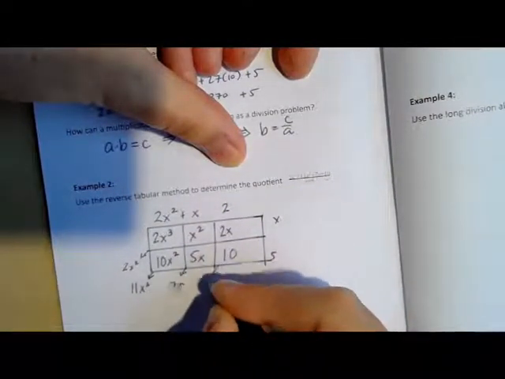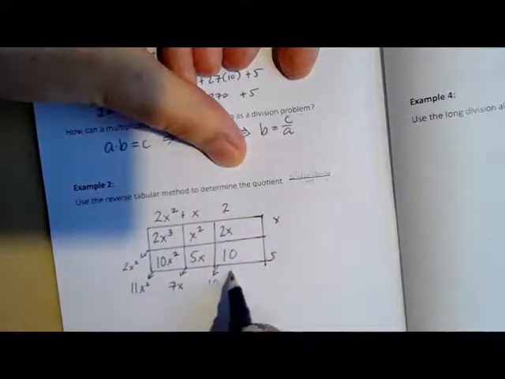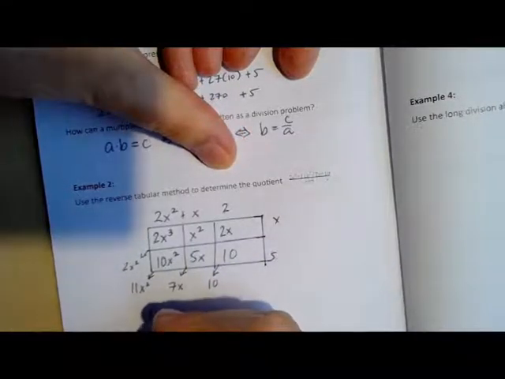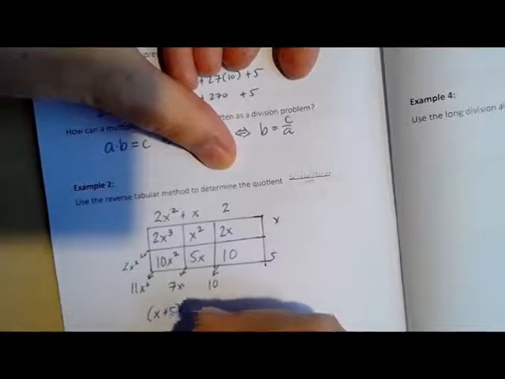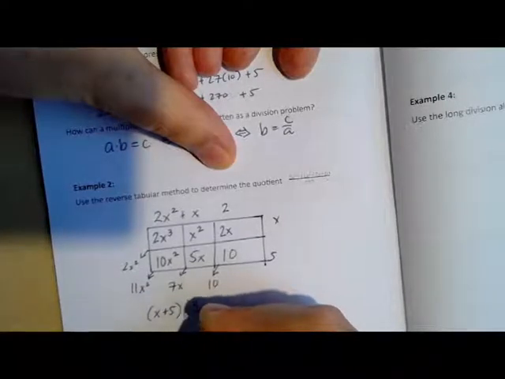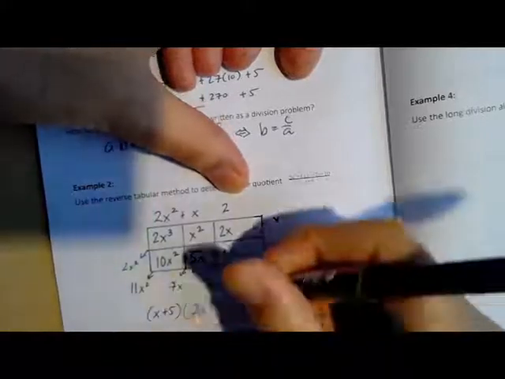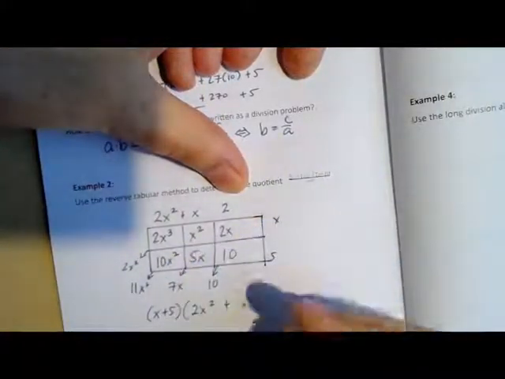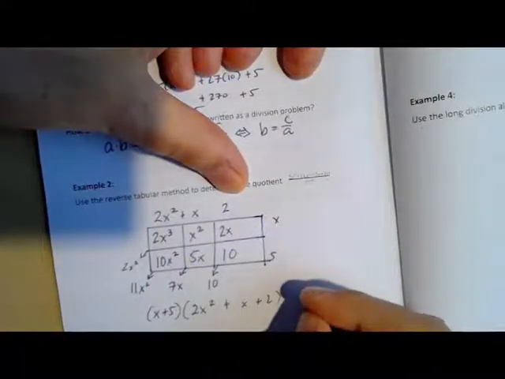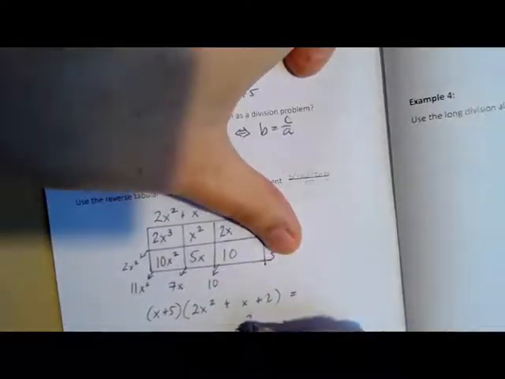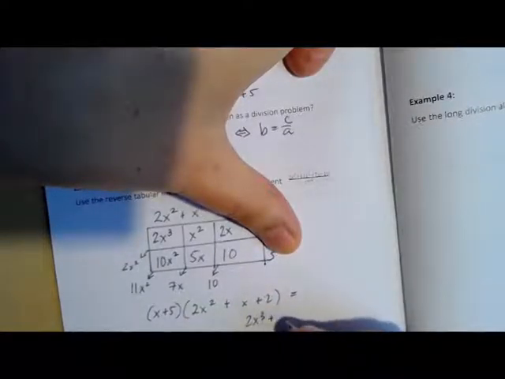That means it checks out perfectly. Or I've just determined that x plus 5 times 2x squared plus x plus 2 must be equal to 2x to the third plus 11x squared plus 7x plus 10.